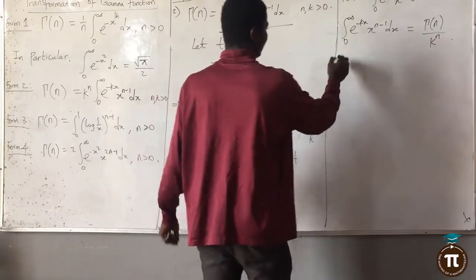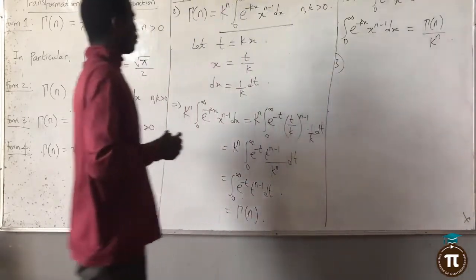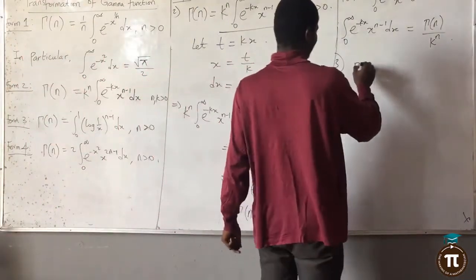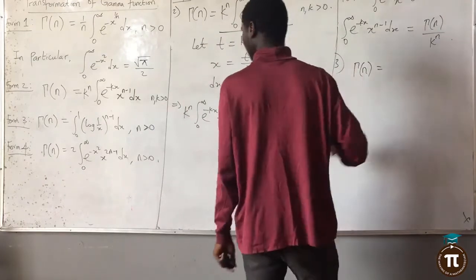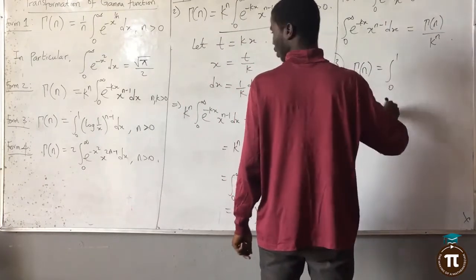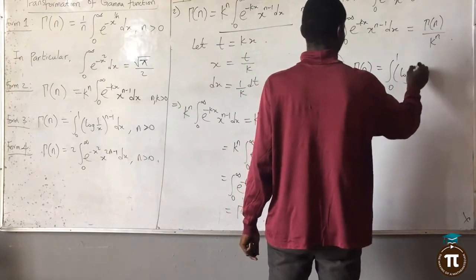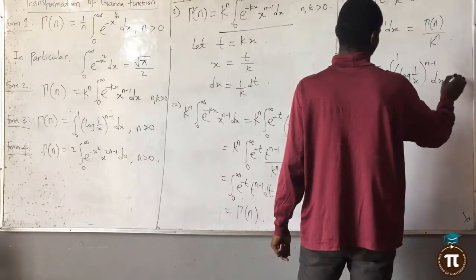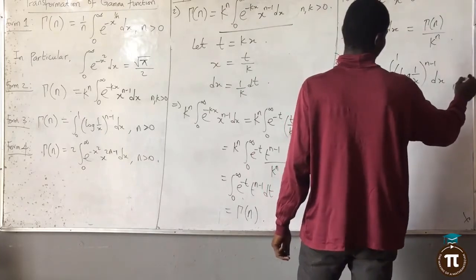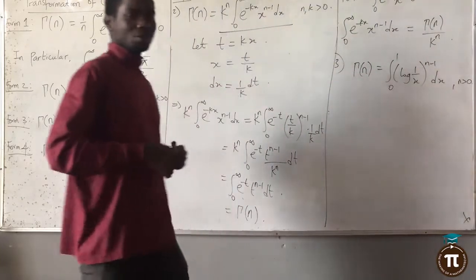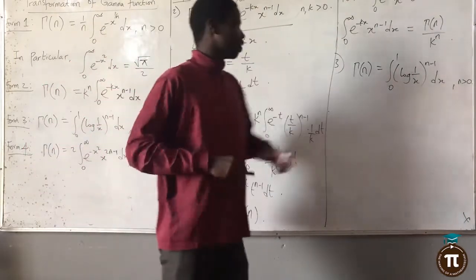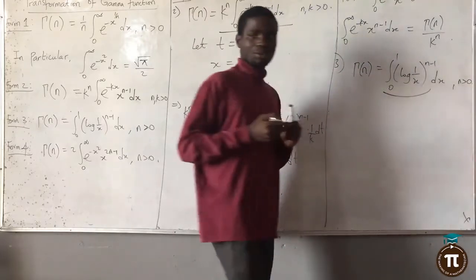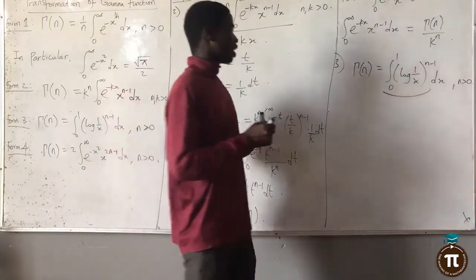Now let's move to form 3. Form 3 is saying that gamma of n, that's what we want to prove, is equal to integral from 0 to 1 of log 1 over s raised to the power of n minus 1 ds, and n is greater than 0. So that is the third thing we are going to do. Now I'll start from the left hand side of the equation.